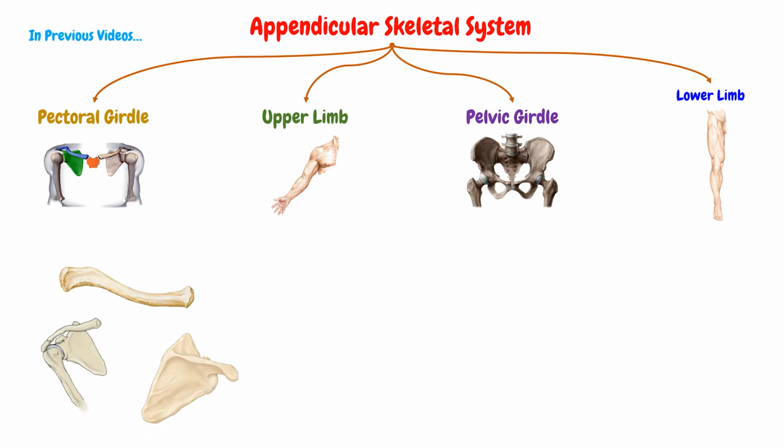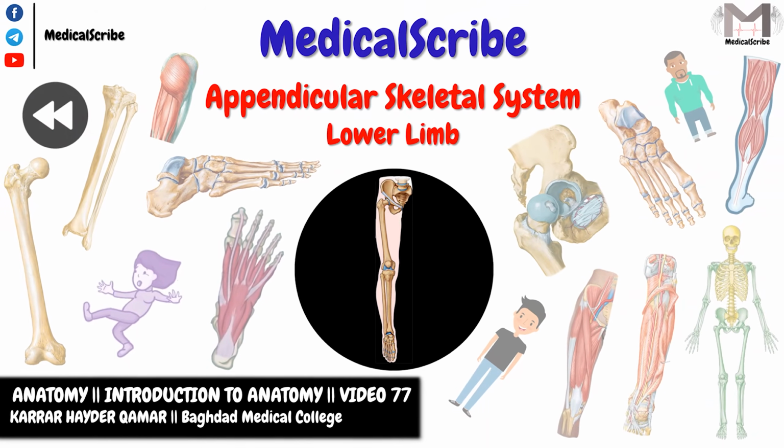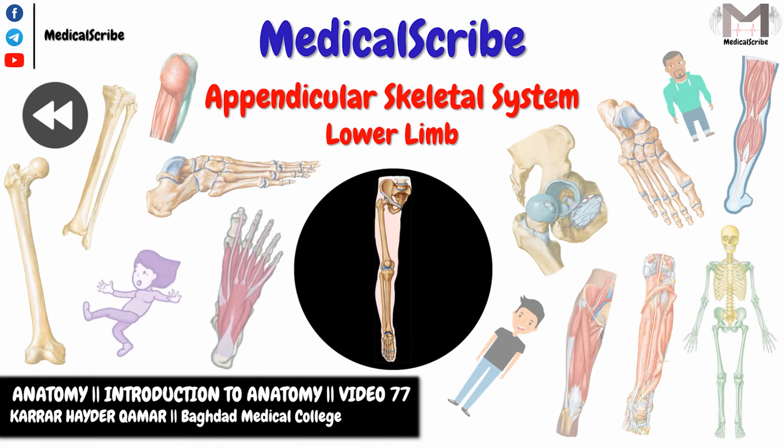In the previous videos, we talked about the appendicular skeletal system, and we explained the bones of the first three regions. While today, our talking would be about the bones of the last region in the appendicular skeletal system, which are the lower limbs bones.